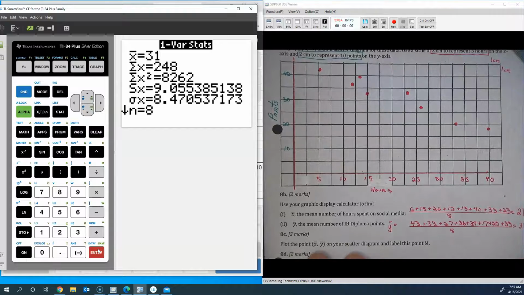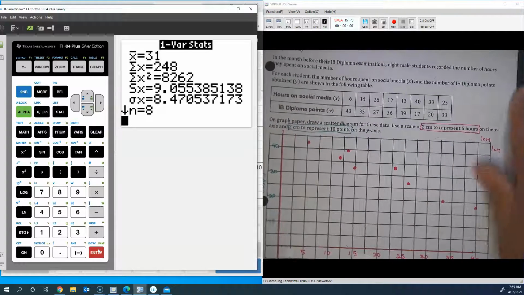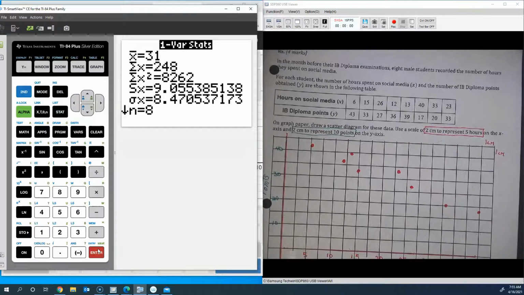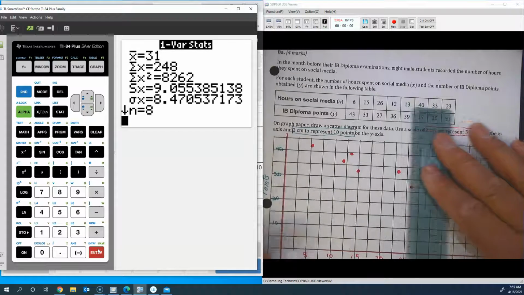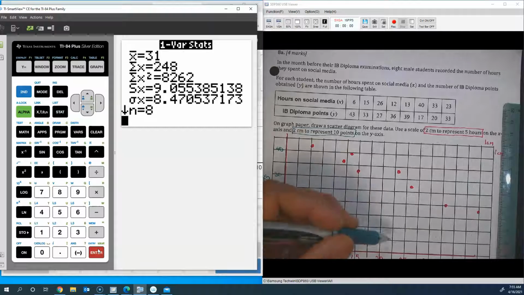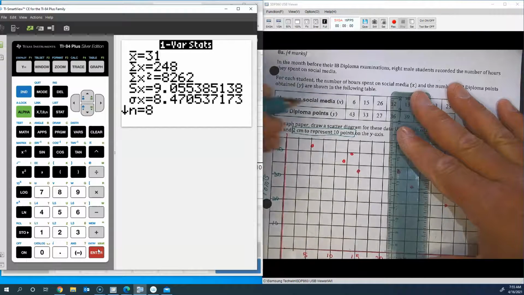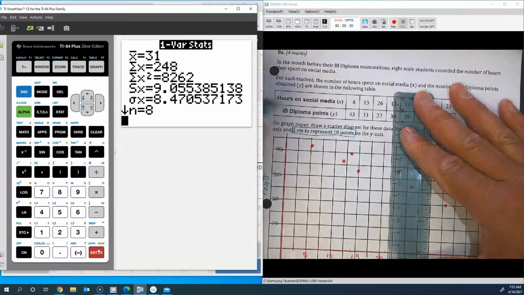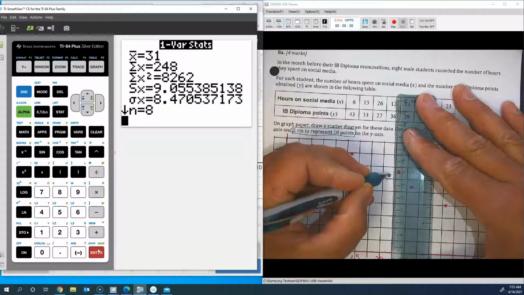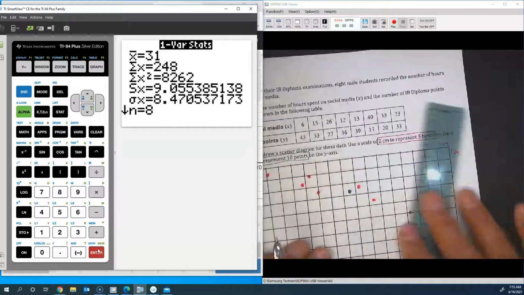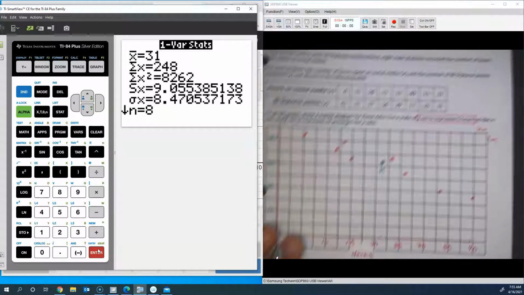Then it says plot the mean point and label it M. So on my graph, I'm going to plot 21, 31. This would be 22 and a half, so 21 is about halfway. And 31 is around, this would be 35, so maybe about there. And then I'm going to label it with an M.